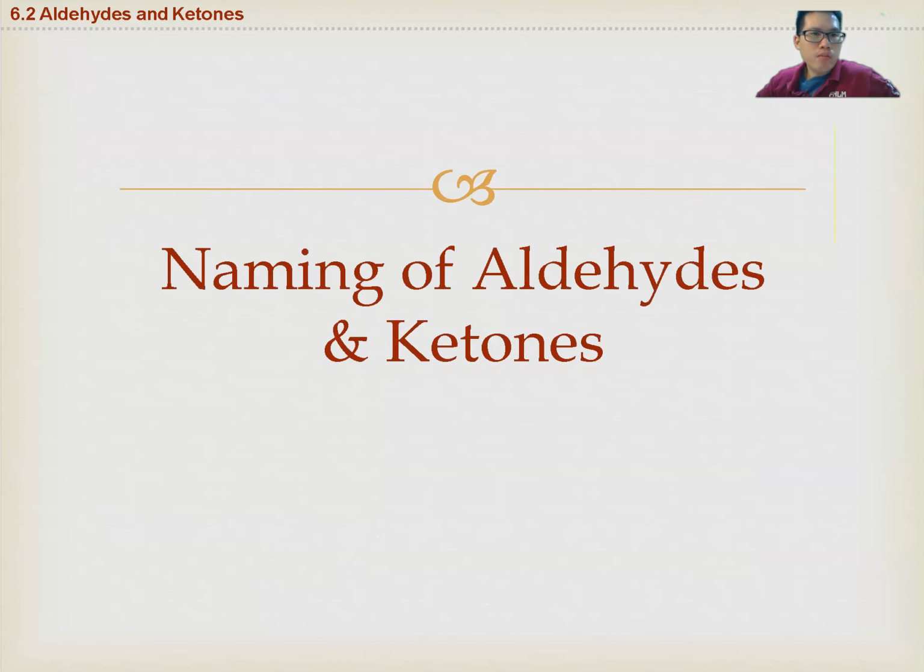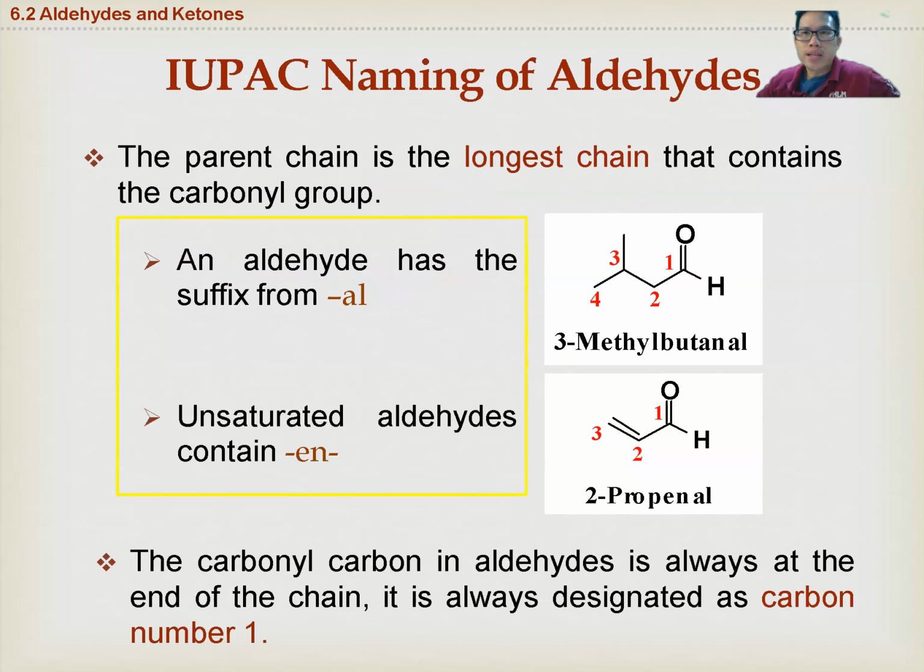When you come to naming of the aldehyde and ketones, we use the IUPAC naming. The system is exactly the same. Okay, you still need to find the longest chain, and then in this case we need to prioritize the carbonyl group, and the carbonyl group needs to have the smallest number. For aldehyde, it's very straightforward because it's located at the end of the molecule, so it will be designated as carbon 1, 2, 3, 4. Okay, and the methyl group is located at carbon number 3, so 3-methylbutanal.